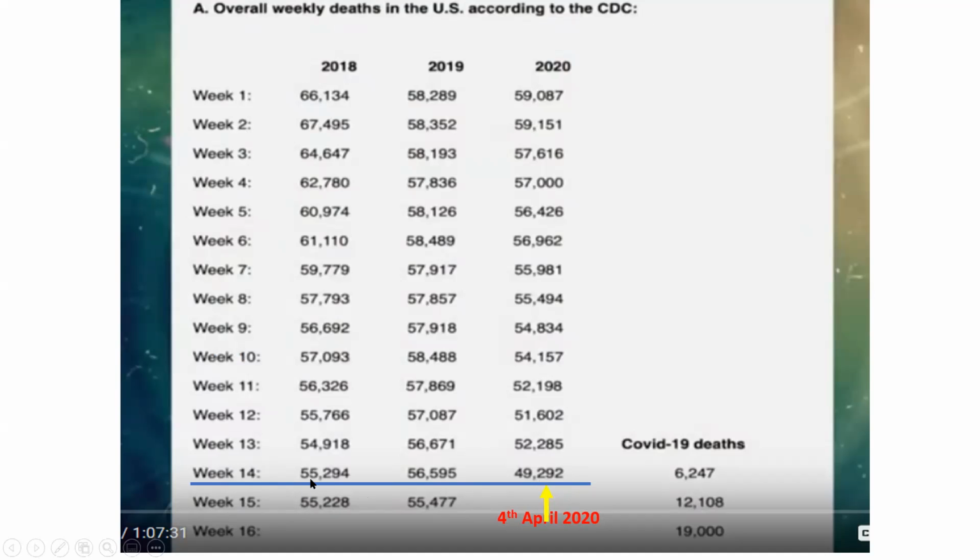In 2018, and this is all deaths, 55,000 people died in the same week. 56,500 people died last year, to 49,000 this year, including the pandemic. We go back another week: 55,000 basically in 2018, 56,000 in 2019, 52,000 in 2020. We go back another week: 55,500 in 2018, 57,000 in 2019, 51,000 in 2020. The numbers are down on overall deaths.